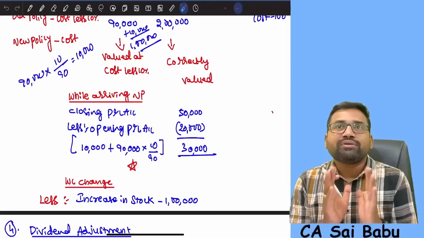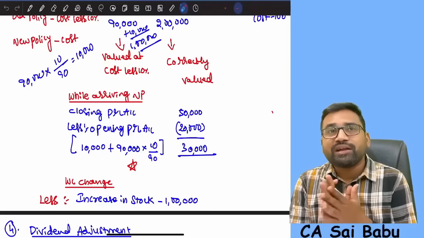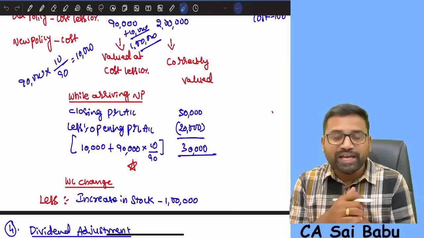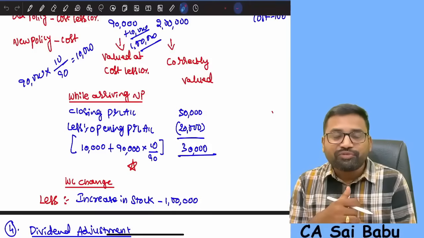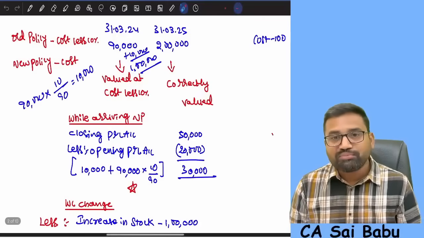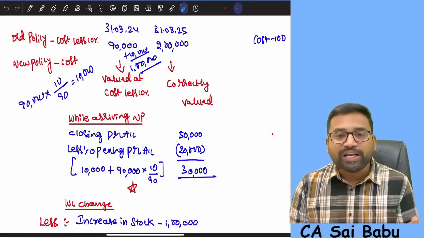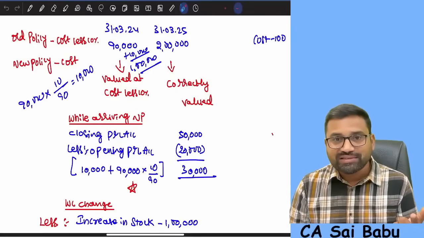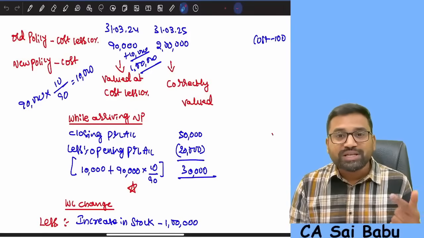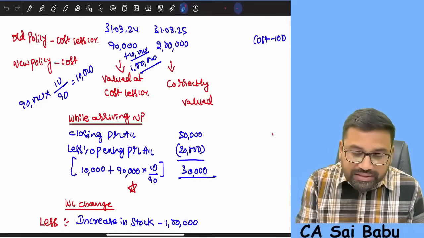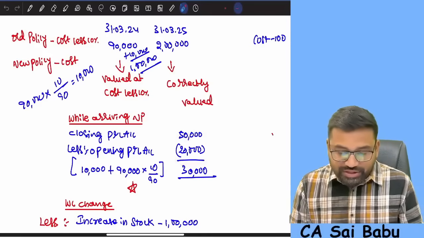So therefore, when you are preparing cash flow statement under indirect method, first you need to start from net profit before tax while arriving at cash flow from operating activities. To arrive at this net profit before tax, this stock adjustment is very, very important. If the opening stock is properly valued, definitely stock value will increase. Opening stock increases means opening P&L balance will also increase. So therefore, I need to increase my opening balance to the extent of increase in stock.